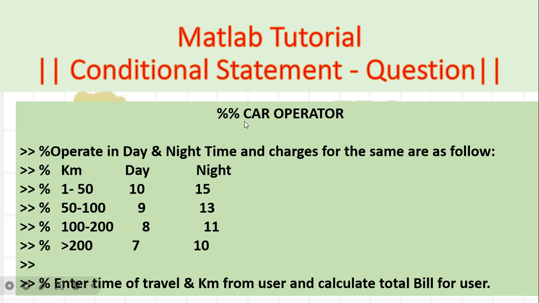The question is based on the conditional statement. A car operator operates his car in the day and night time, and he will charge per kilometer accordingly. Different kilometer ranges are given, with the price per kilometer in daytime and in the night time. The user inputs the time of travel, whether day or night, and the kilometers, and then accordingly we will calculate the total bill for the user.